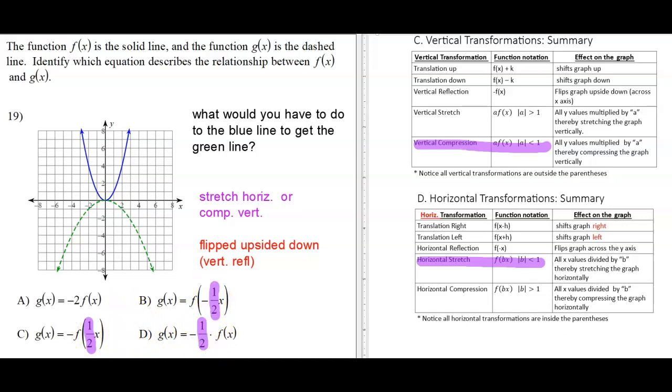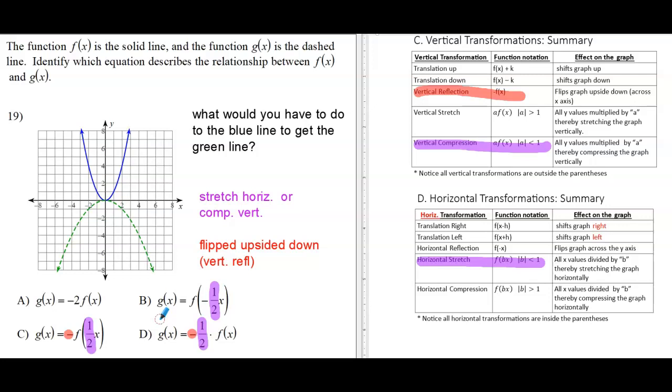So let's go ahead and move on to our next option here now, the flipping upside down or the vertical reflection. That would be this guy. That's where you have a negative outside the parentheses. And so for this one, we have two options, it looks like. It could be either option C or D.